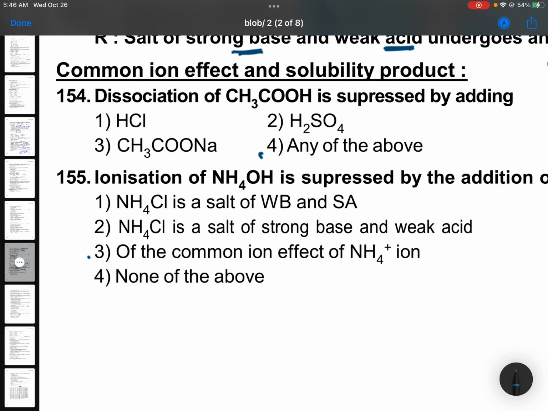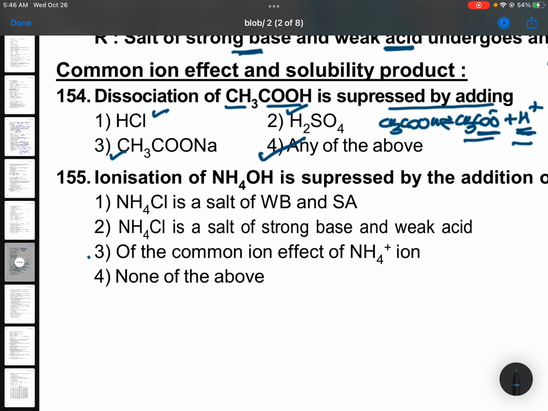Common ion effect and solubility product based questions. Dissociation of CH3COOH is suppressed by: CH3COOH dissociates like CH3COO minus and H plus. So if you add H plus, it is done. If you add CH3COO minus, it is done. So any of these can be used. If you are adding any of these, the reaction goes backward. That means CH3COOH dissociation is suppressed.